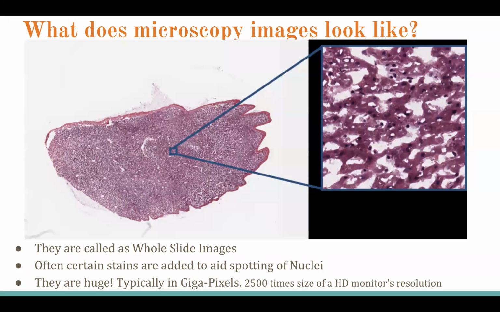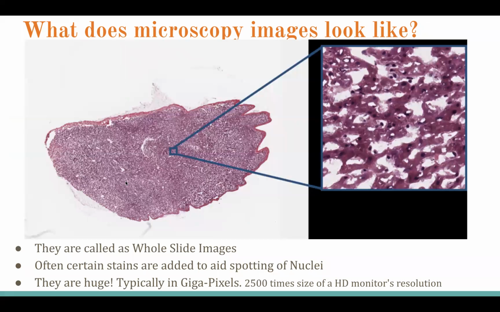A very small piece of tissue is taken, put on a slide, and put under a very high magnification microscope. It is so high that when you scan it, the image is billions of pixels, like gigapixels. If I were to blow this image up to the native resolution, I would need 2,500 monitors to really see all the pixels. So they're really big images called whole slide images. Doctors, pathologists, zoom in and zoom out, and find the regions of cancer.